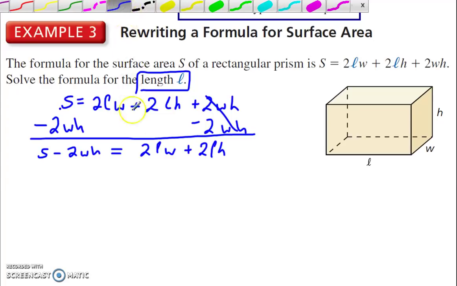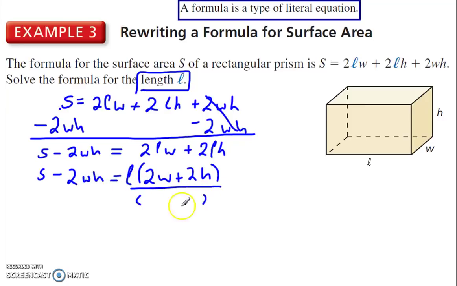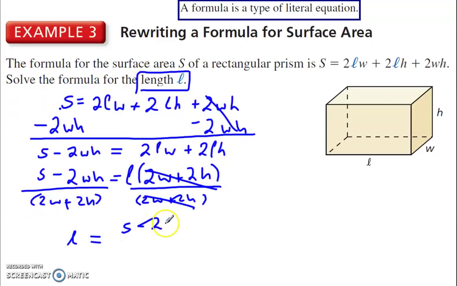So now I can use reverse distributive property, factor out the L times 2W plus 2H on this side, still equals S minus 2WH. And now I'm going to divide by the entire set of parentheses on each side. So everything that's in there, 2W plus 2H. That cancels out, so I have L is equal to S minus 2WH over 2W plus 2 times the height. There you go. Solved for L.